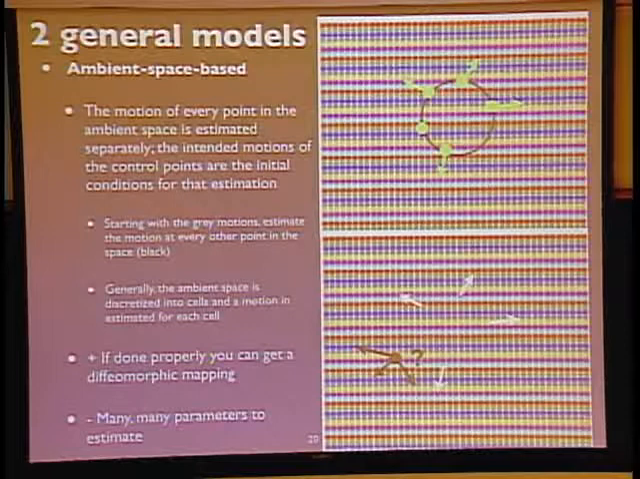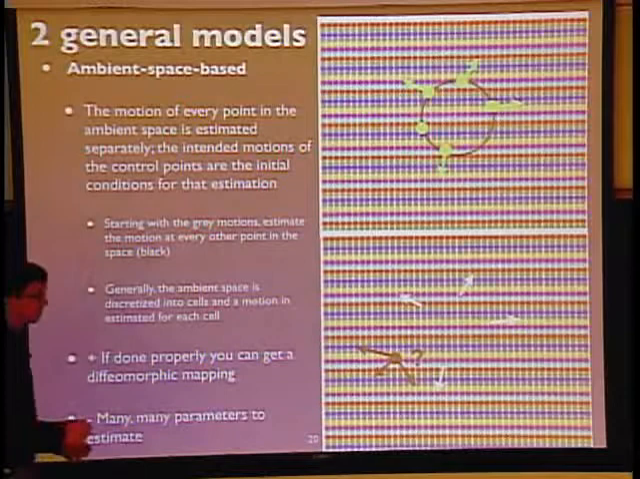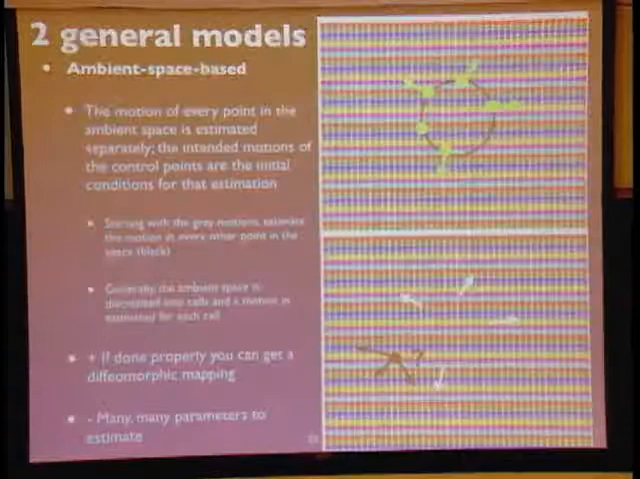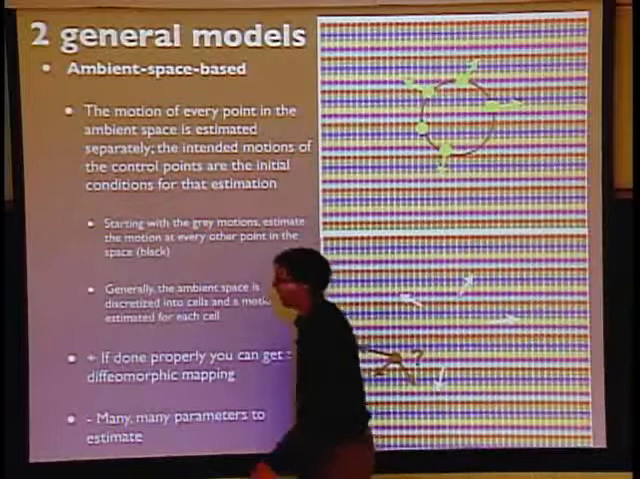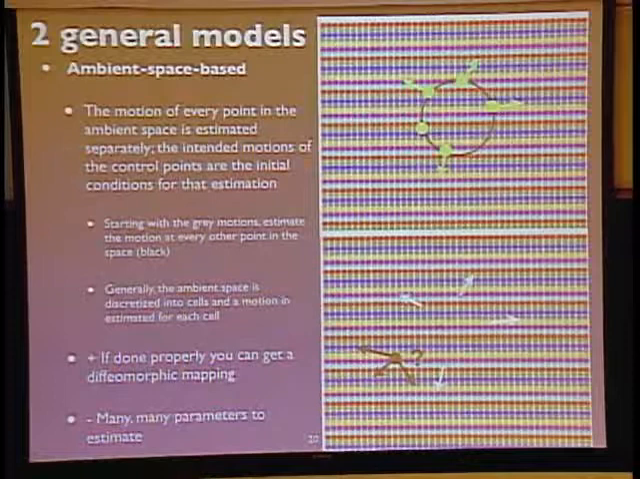Another approach is called ambient space-based, where we say forget about control points, and we actually discretize the entire ambient space. So for all of 3D within a volume, we separately solve for a translation of each point inside the jello, or every single position inside the 3D space. So this point might go here, and this point might go here, and so on. If you do that properly, you get a diffeomorphic mapping, but it takes almost forever to do because there are so many parameters to estimate.